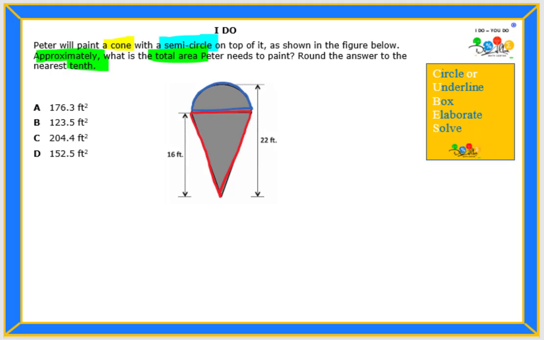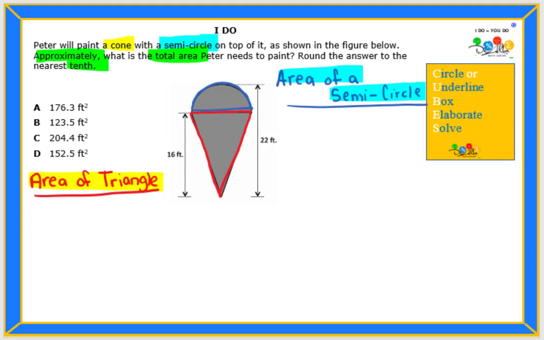So next we will need to find the area of each shape. I need to find the area of a triangle, and I need to find the area of a semicircle. For the area of a triangle, we look in our formula chart, and we use the formula A equals half of the base times the height. The area is half of the base times height.